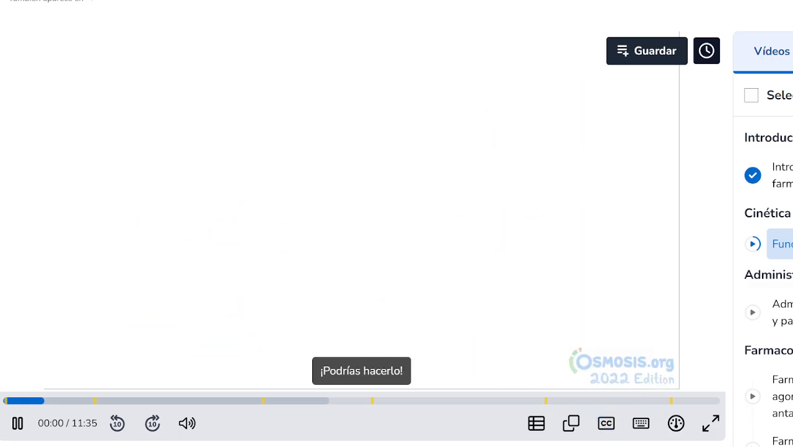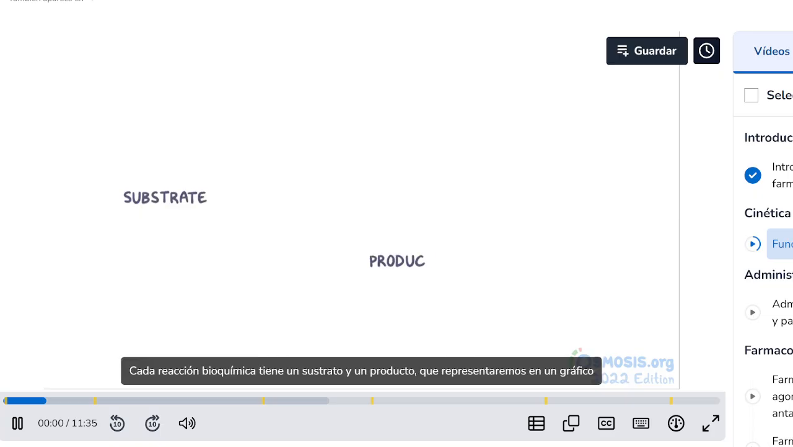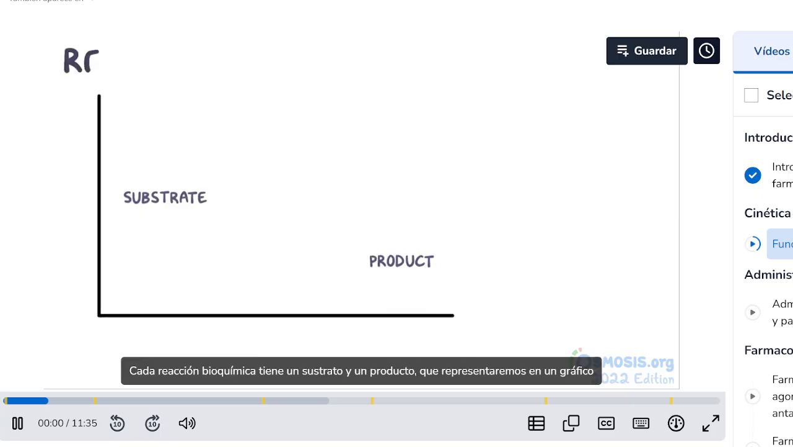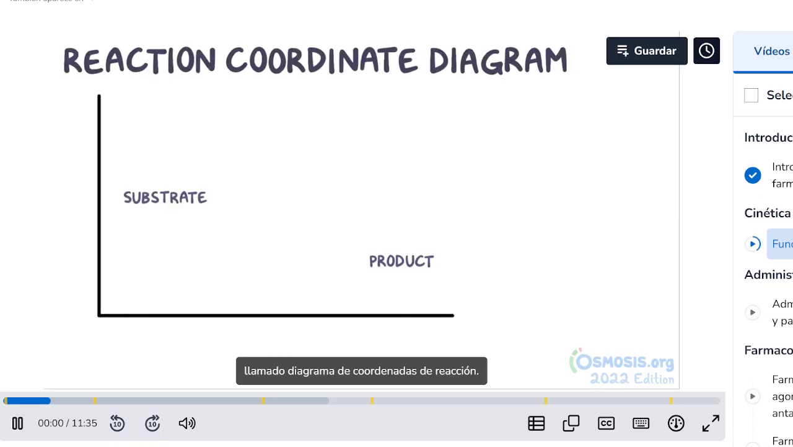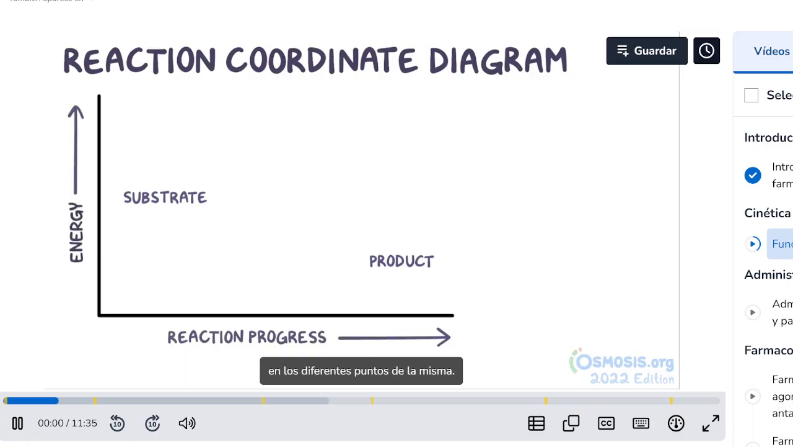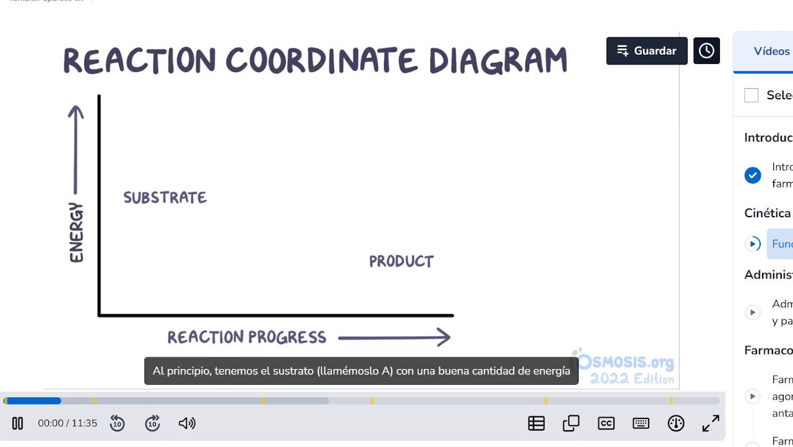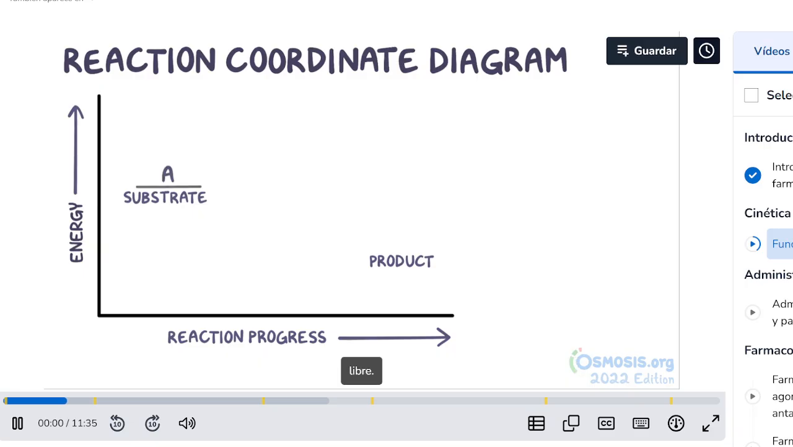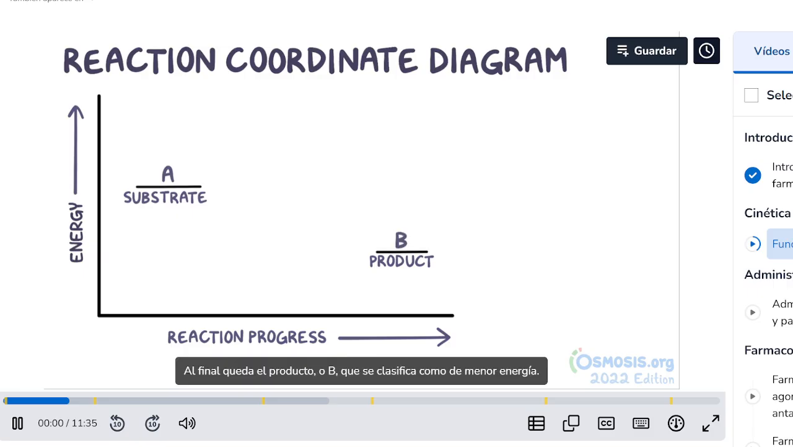Now, every biochemical reaction has a substrate and a product. So let's put them on this graph called a reaction coordinate diagram. The x-axis shows how a reaction progresses, while the y-axis shows the energy level at the different points along the reaction. In the beginning, we've got the substrate. Let's call it A, with a fair amount of free energy. At the end of it, there's the product, or B, which ranks lower, energy-wise.